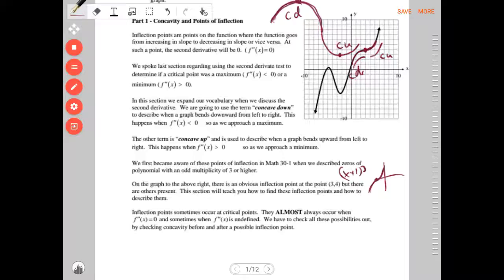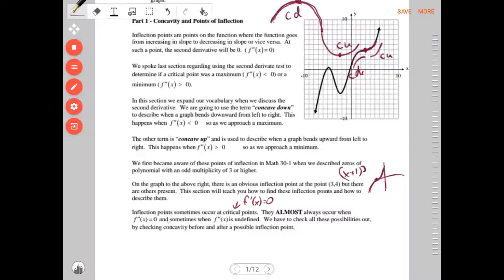Now, there are other inflection points on this graph. They're just not as obvious to see. So this section is going to teach you how to find those inflection points and how to describe them. A couple of important things here because these are going to show up in our examples. Inflection points sometimes occur at critical points. Sometimes. Remember critical points are when the first derivative equals 0. So f prime of x equals 0. They almost always occur when the second derivative equals 0.